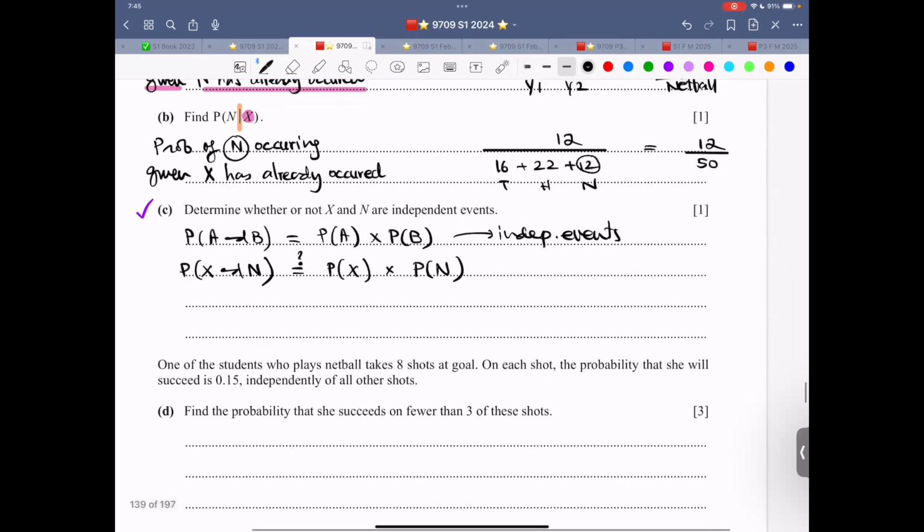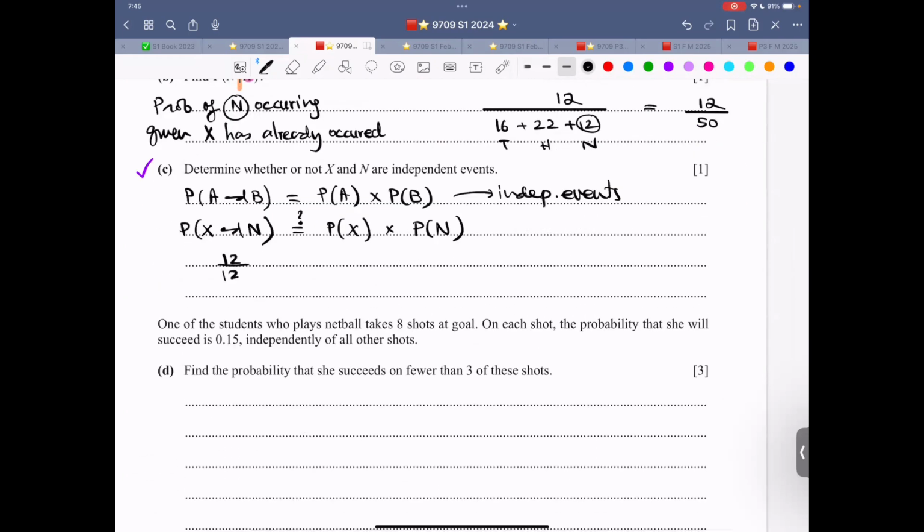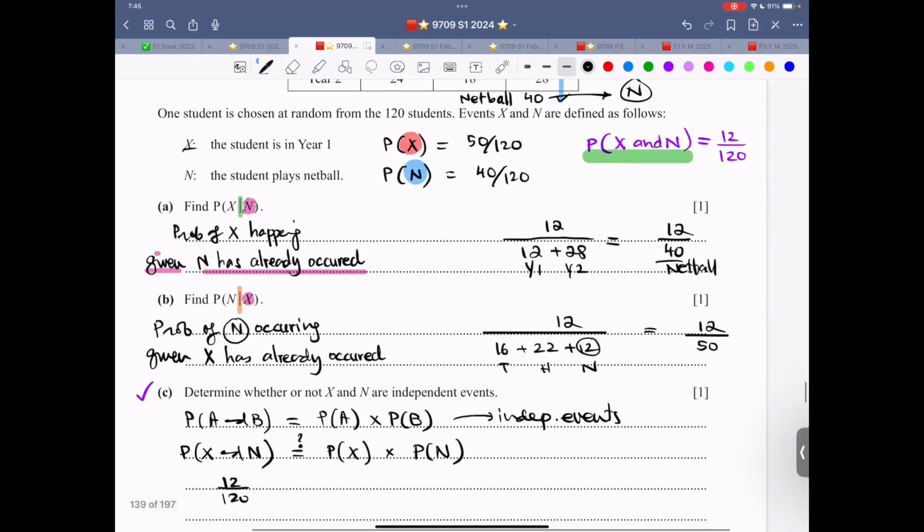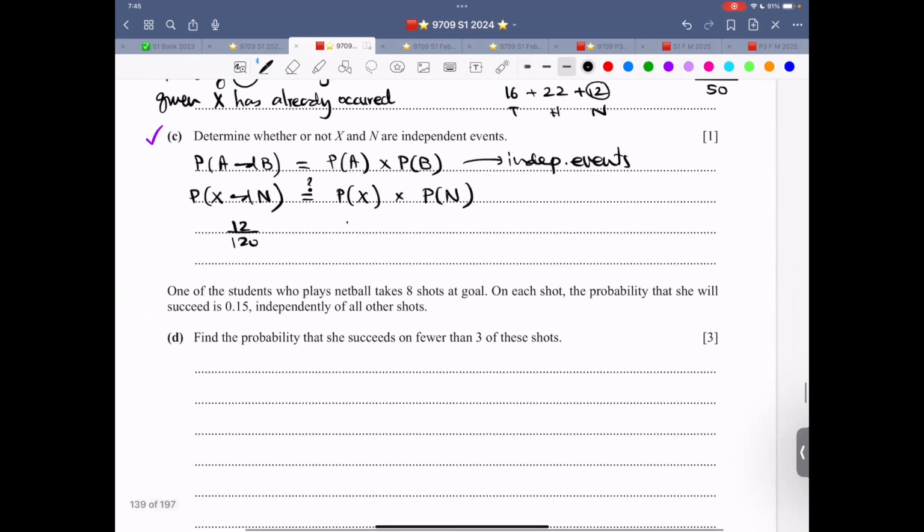This is 12 over 120. And the probability of X is 50, this is 40. So this is 50 over 120 into 40 over 120. Check it out. I don't think so. It's not equal. So you would say, nope, it's not statistically independent. So that is the answer for this particular part.